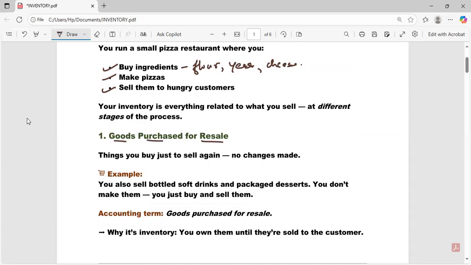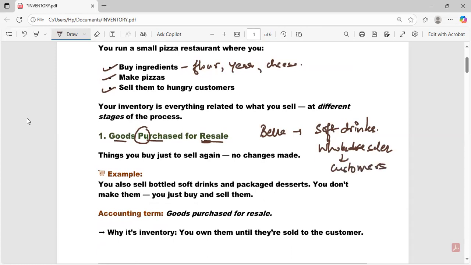This term itself tells that we are purchasing just to resell. For example, Bella purchases soft drinks, packed in cans or bottles, from the wholesaler and directly sells them to the customers. She's not doing anything on these soft drinks, she's just purchasing and then selling. But this is inventory of Bella because she owns it. She has paid for these soft drinks and she will sell them to the customers further. That's why these goods which are purchased for resale are also the inventory of Bella.